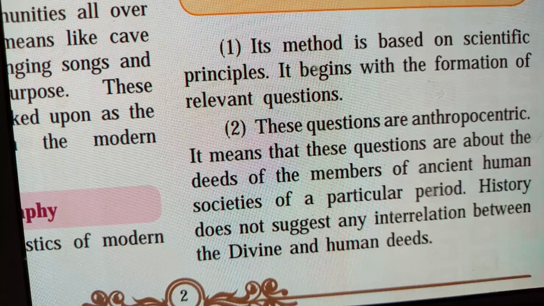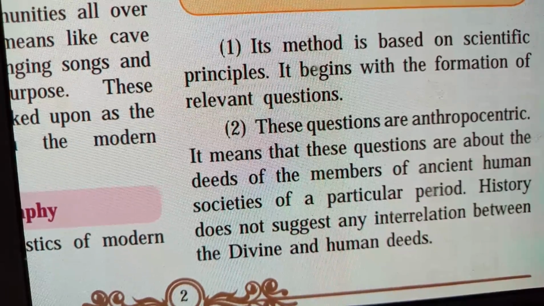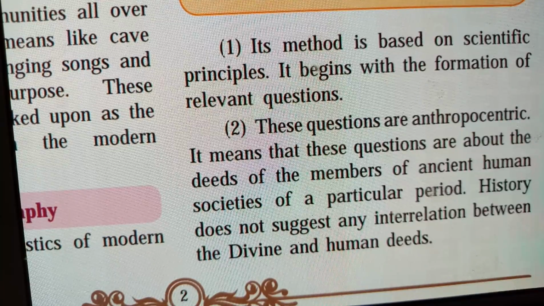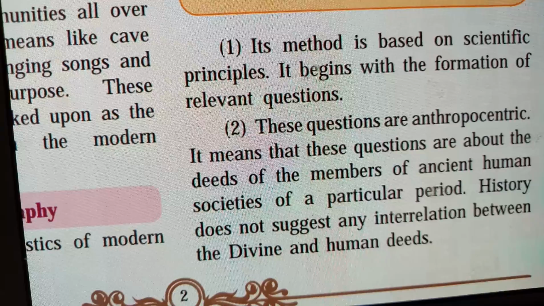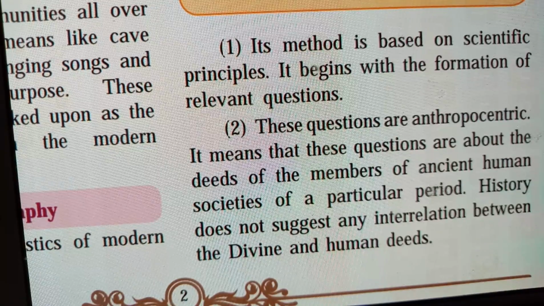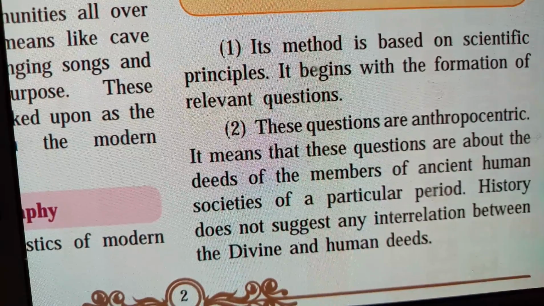Second, these questions are anthropocentric. Anthropocentric means it is a social science, the study of human life. When human life came into existence, how the origin of human life came about, when you are studying the history of human life, that approach is called anthropocentric. It means that these questions are about the deeds of members of ancient human society. So people who did a good thing for the members of the society, they will be telling some stories about it.